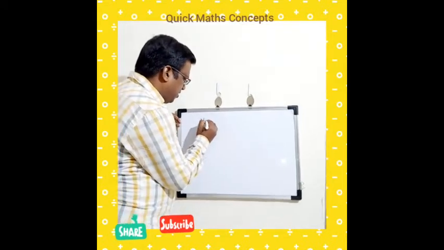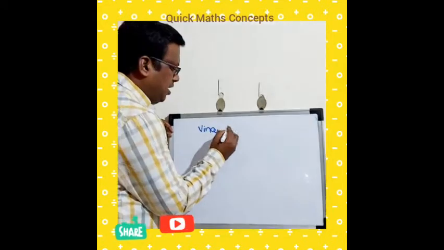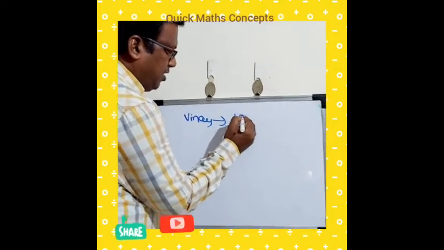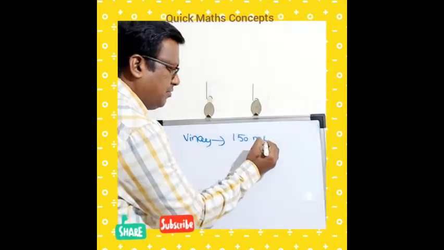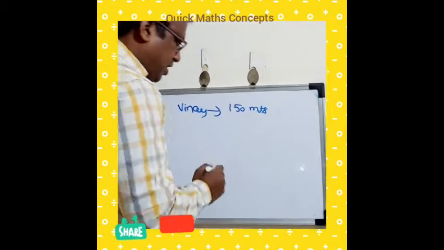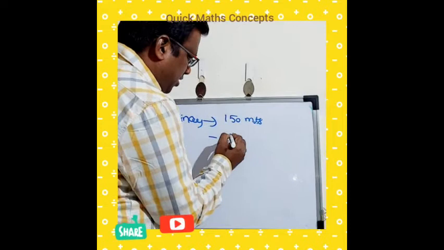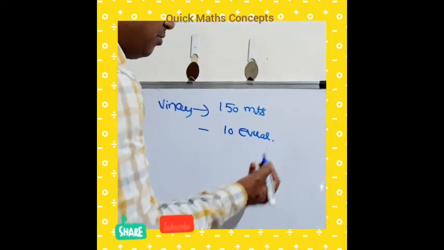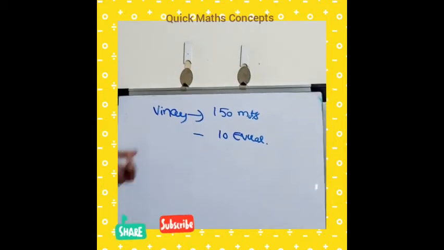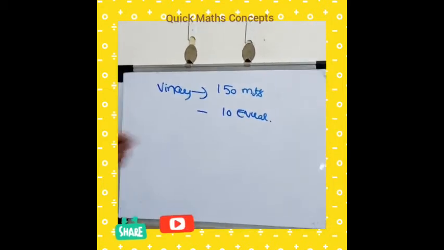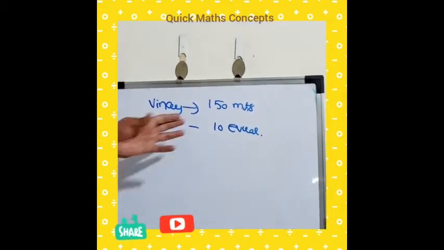Vinay has a thread of 150 meters. He divided that thread into 10 equal parts. So then what is the size of each part of the thread when it was divided?